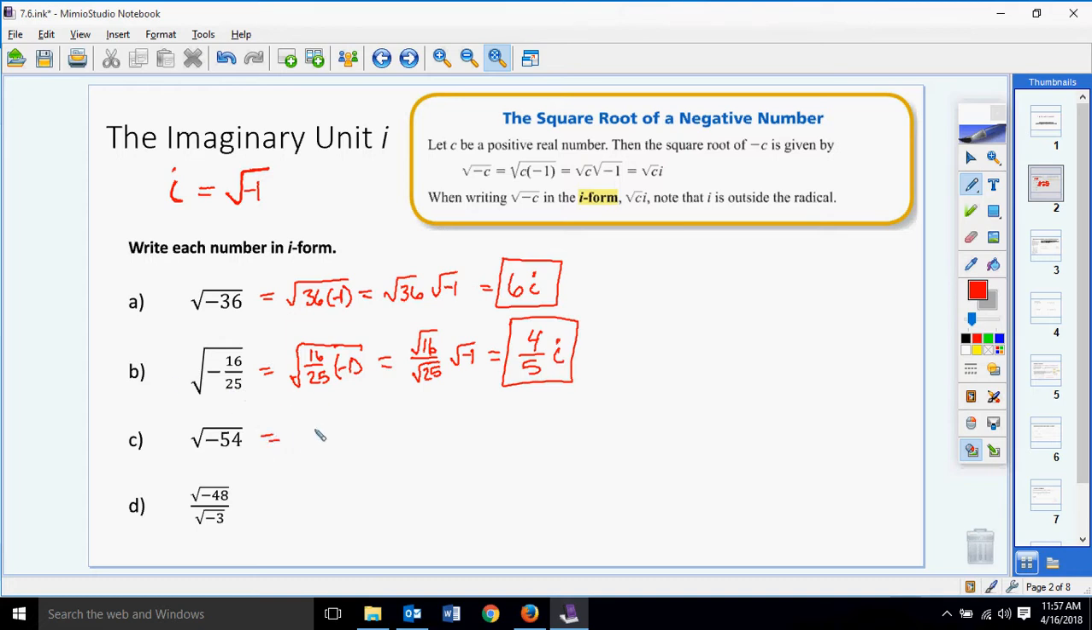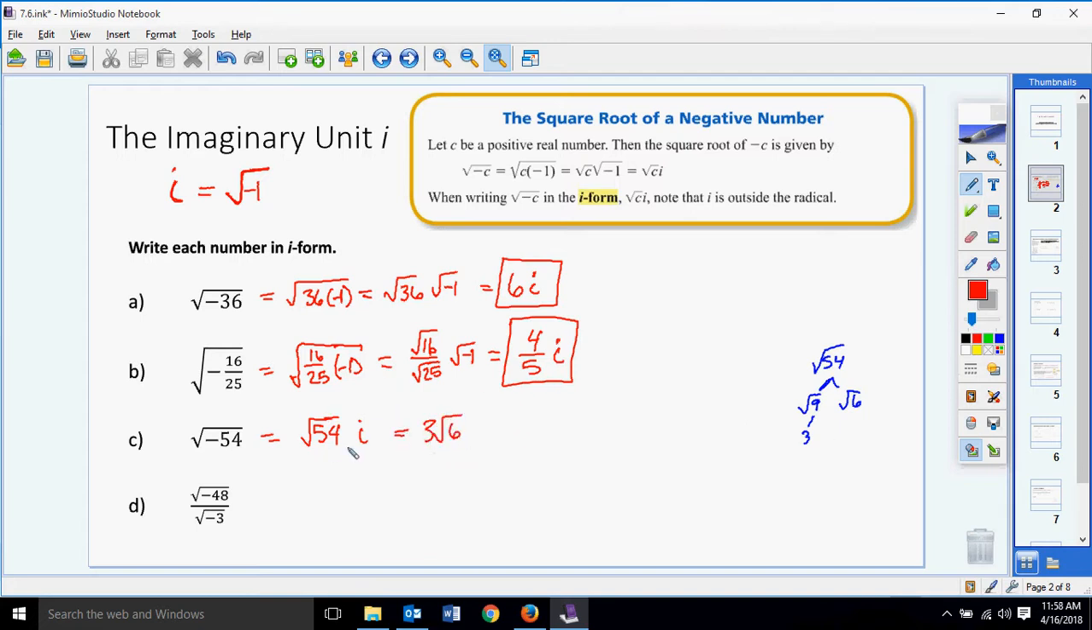Part C, I'm going to do the same thing. As you get better at these, you're not going to have to write out every step. For instance, I already know it's going to be the square root of 54 times the square root of -1, so I'm just going to write this as the square root of 54 times i. But I need to break down the square root of 54. I'm looking for perfect squares in 54. I know 9 is a perfect square, and 9 times 6 gives me 54. The square root of 9 is just 3, and I can't break the square root of 6 into any more perfect squares. So the square root of 54 can be written as 3 square roots of 6.